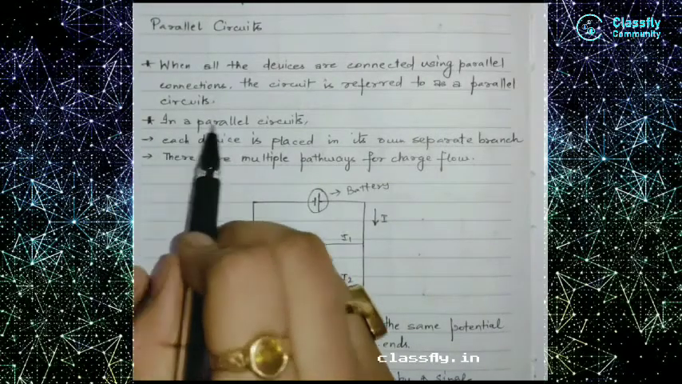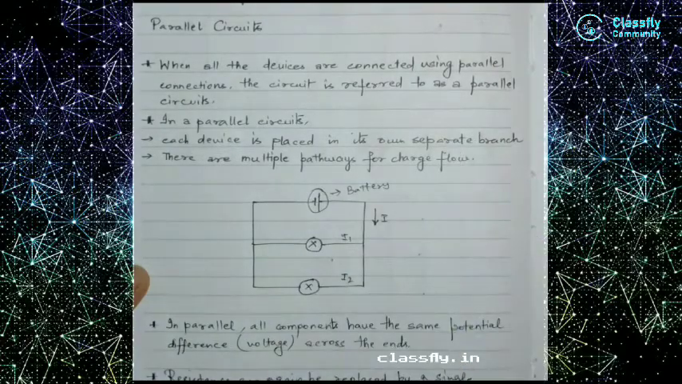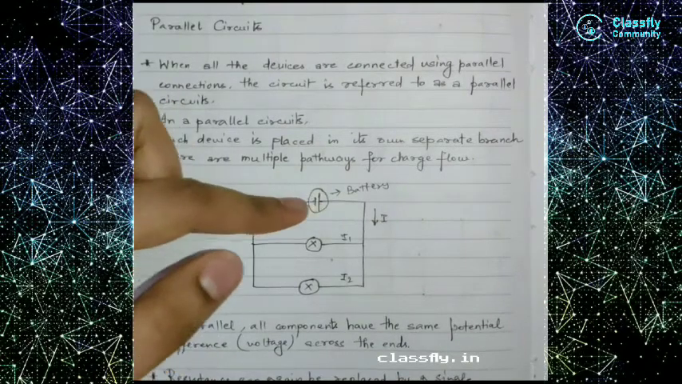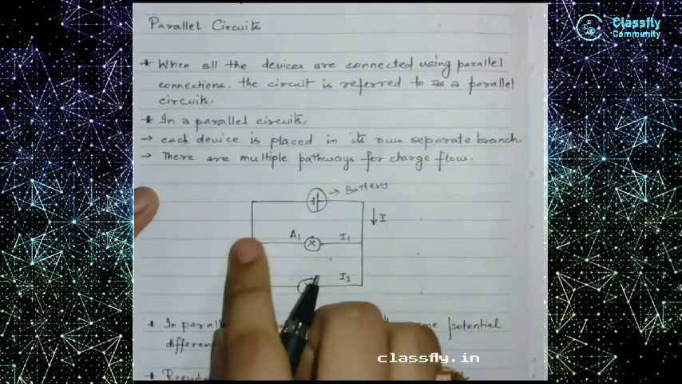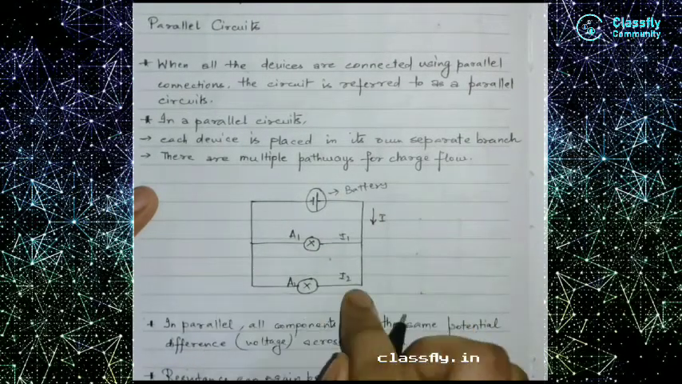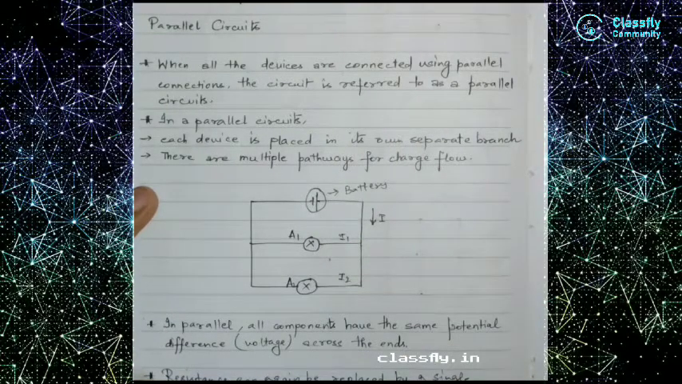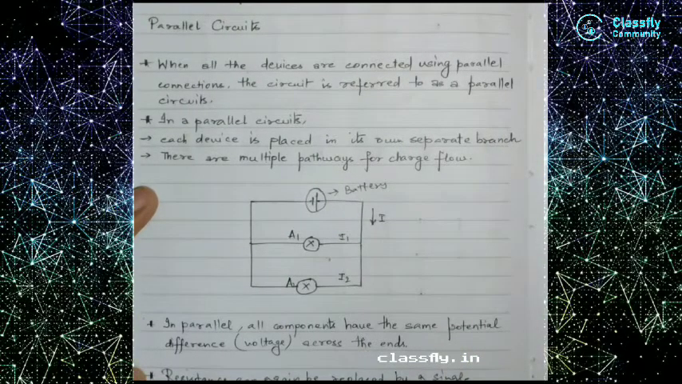Now see, in a parallel circuit, each device is placed in its own separate branch. That means each of these devices has its own branch. Battery has its own branch. This R1 resistor has its own branch. This R2 resistor has its own branch. So in a parallel circuit, each device has its own branch. There are multiple pathways for charge flow. As I told, in series circuit it is a single pathway. Our parallel circuit is just the opposite, that is, it has multiple pathways.